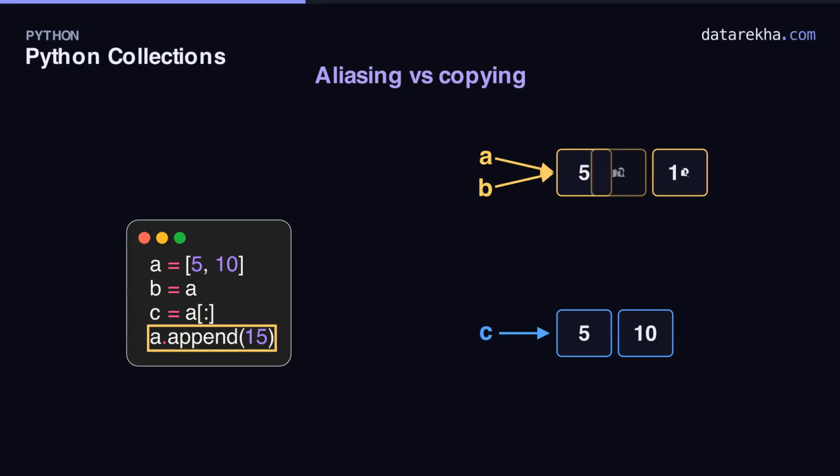So append 15 to A. It grows the shared box. And because B is just another name for that same box, B sees 15 too. But C, the true copy, is untouched. That is the whole mystery.